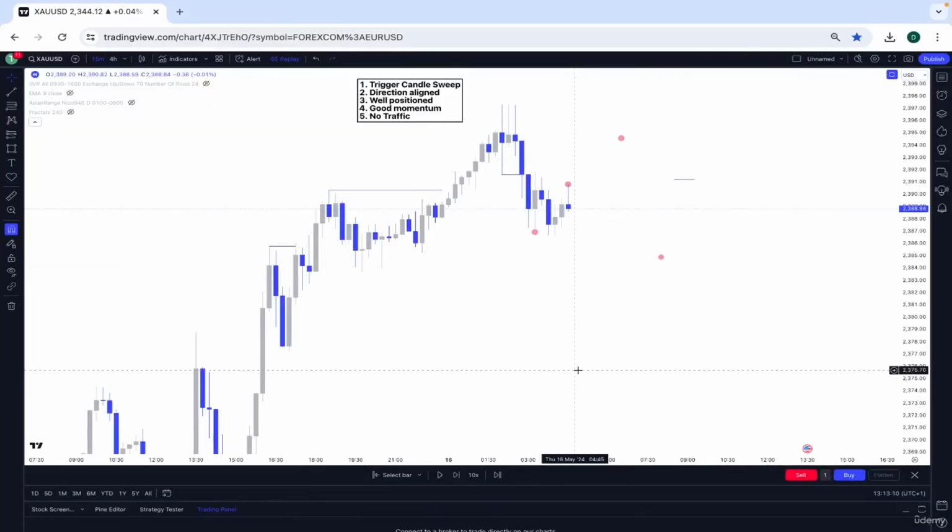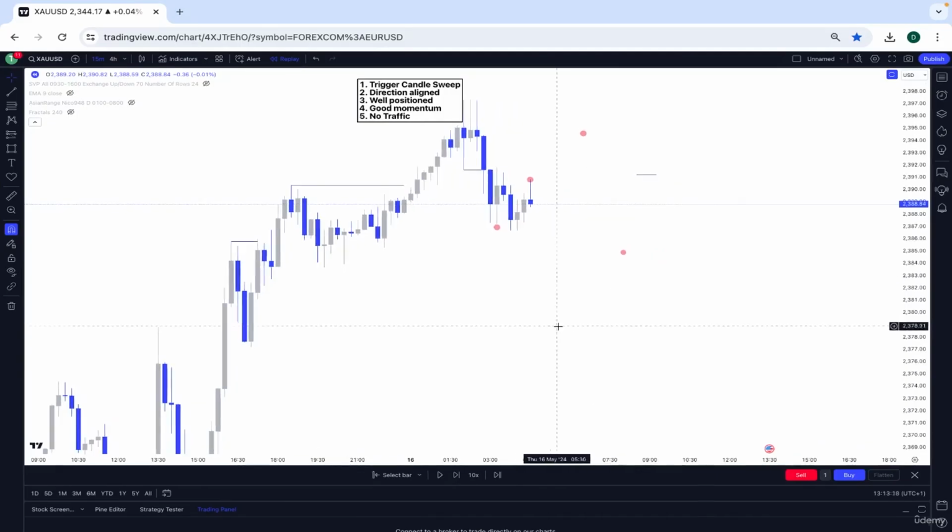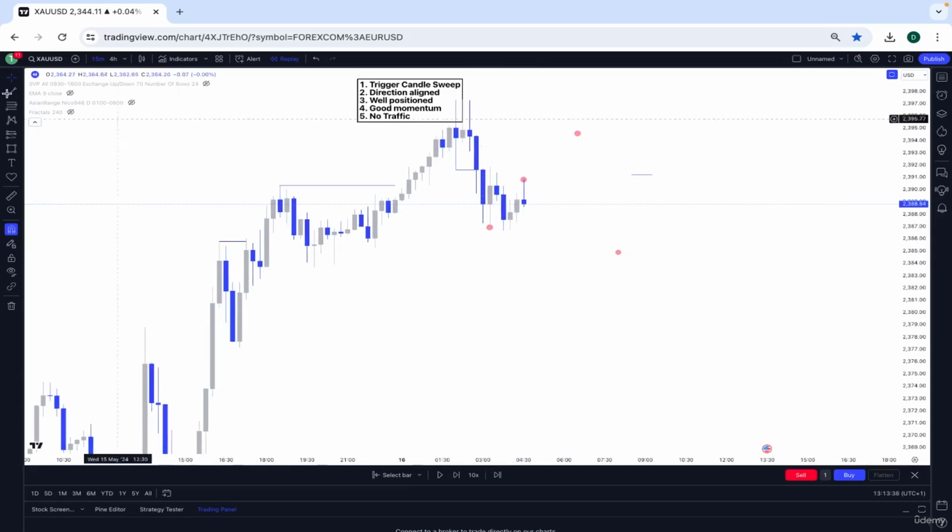Hello, welcome to the video. This is the practical application of step 5, which is traffic. I've rewound price to my first example, and any of the trigger candle sweeps that didn't fit the first 4 parts of the process I've deleted. So we're just going to go through the ones that have ticked the first 4 boxes: trigger candle sweep, direction, position, and momentum. So this is the first one here.